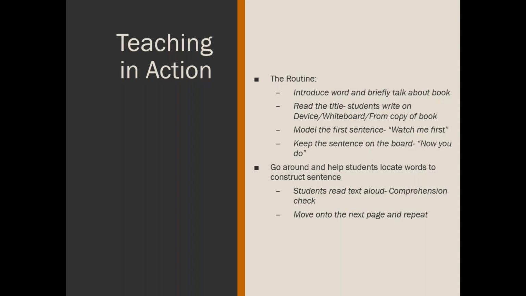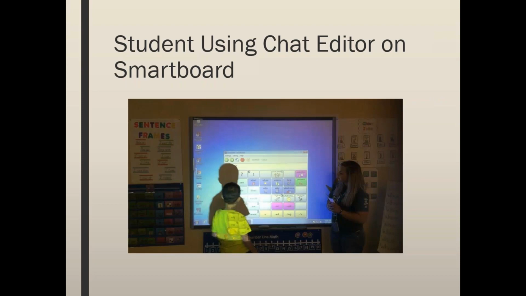And then it's always important for students to read the text aloud after they found it on their device. So you modeled it, you've read it, they found the words, they've heard their device say it. Now it's their turn to say it with their own voice, if possible. And then maybe do a comprehension check, asking those WH questions that so many of us have goals around. Who is doing this? Where are they? And then you're going to move on to the next page and repeat over and over again. So here is an example of a student using Chat Editor on the smartboard.